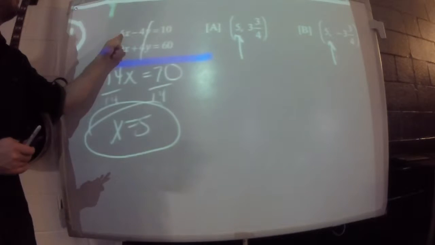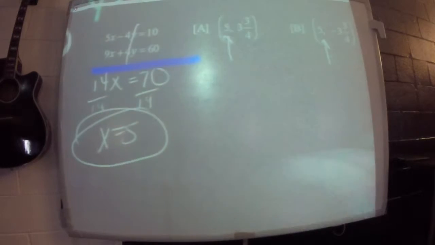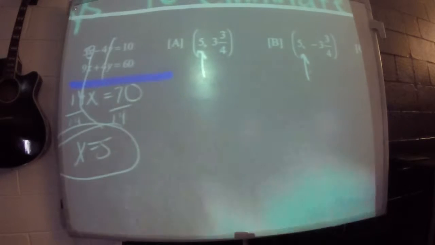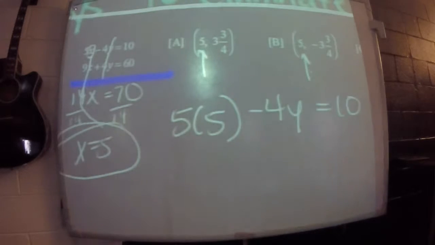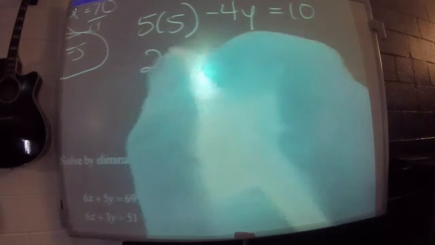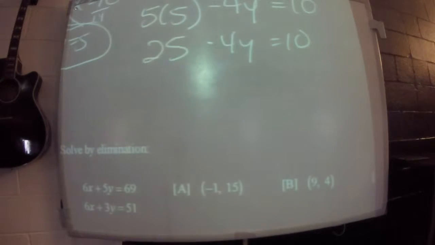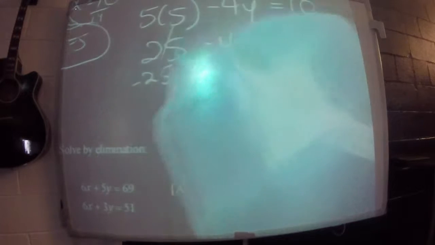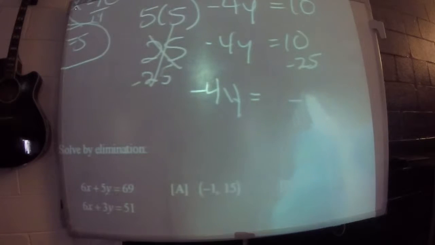Instead of 5x, write 5 times 5. So we're just going to rewrite the first one, replacing this x with a 5. So I'm going to go 5 times 5 minus 4y equals 10. I've substituted that 5 into the x. Now it's 25. 25 minus 4y equals 10. You subtract 25 on each side. And now negative 4y, make sure it's still negative, equals negative 15.